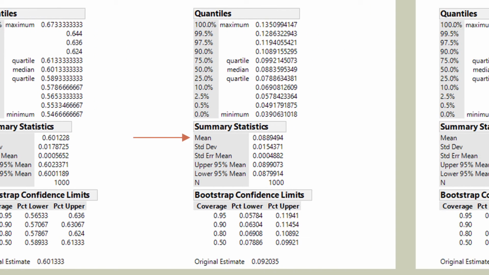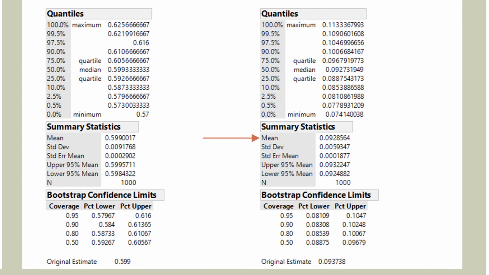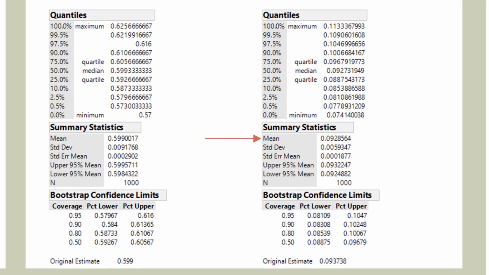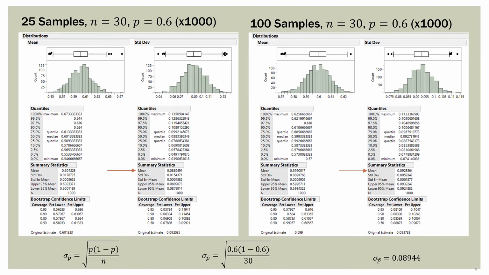Now, what if we took 100 samples 1,000 times? What happens then? Well, look, we have a mean of 0.0928. Again, that's the standard error of our sampling distribution. So we're right around the same place.